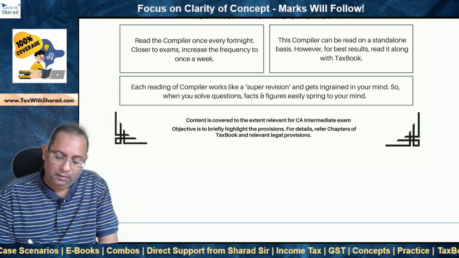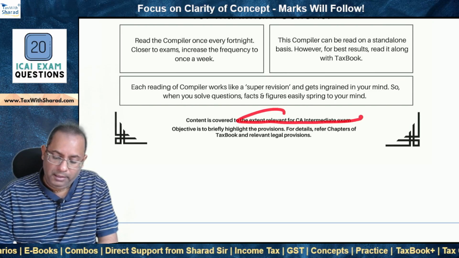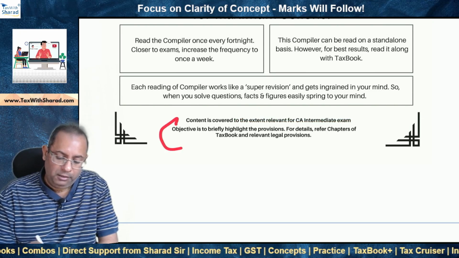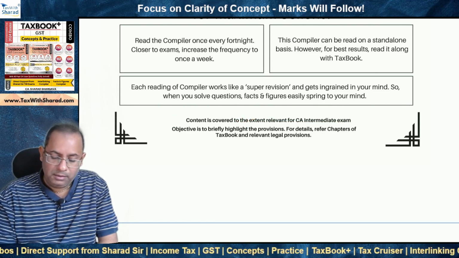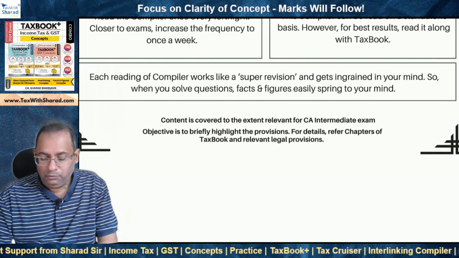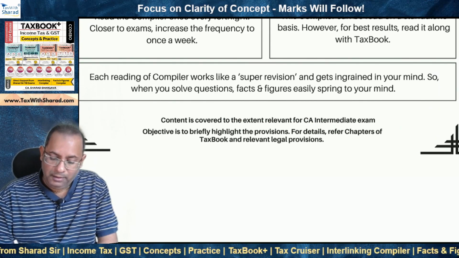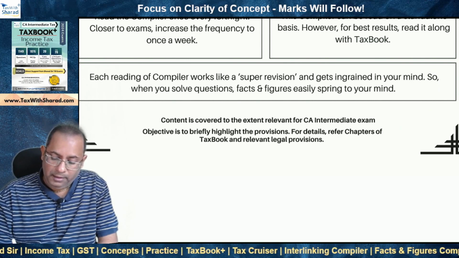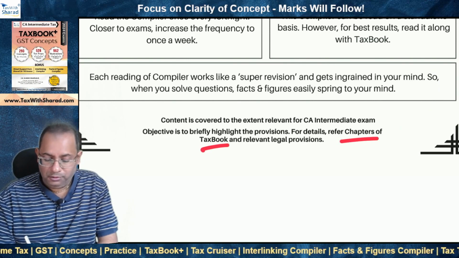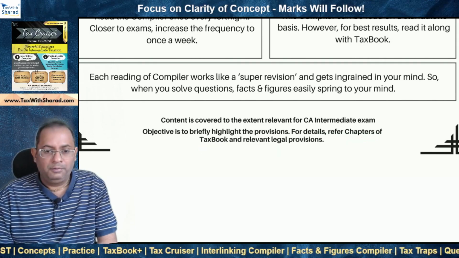Now in this compiler, content is covered to the extent relevant for the CA Intermediate exam. And the objective is to briefly highlight the provisions. So details of the provisions are not given, only brief highlights are given. For details, you should refer to the chapter of your study material and the relevant legal provisions. So let's begin with this video.